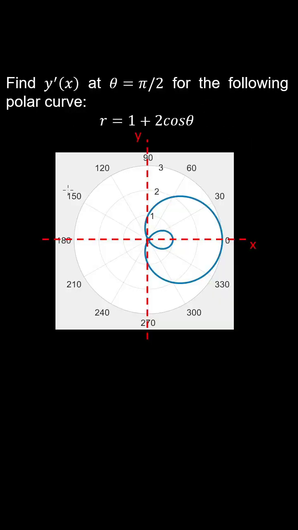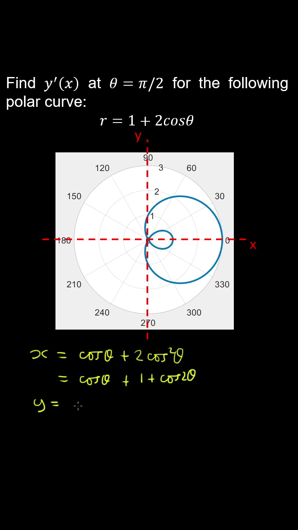Let's find the derivative for the following polar curve. So remember that x is equal to r cosine theta, which can be written as follows using the double angle trig formula, and y is equal to r sine theta. And using the trig identity, we can simplify this as follows. And now we can evaluate dy/dx.